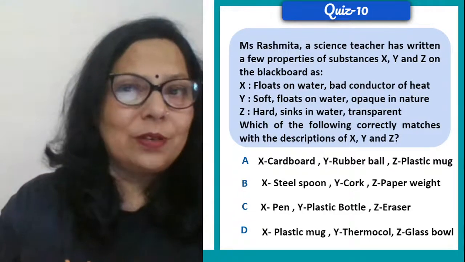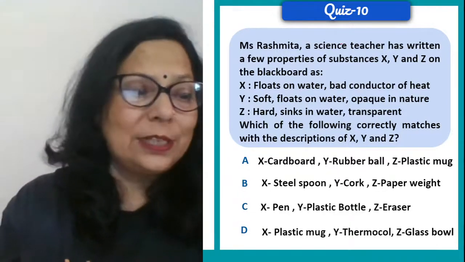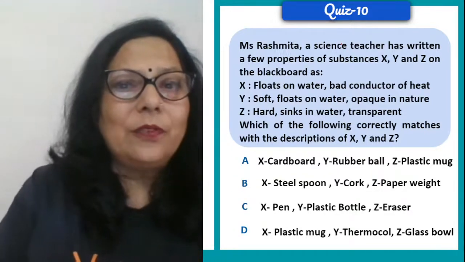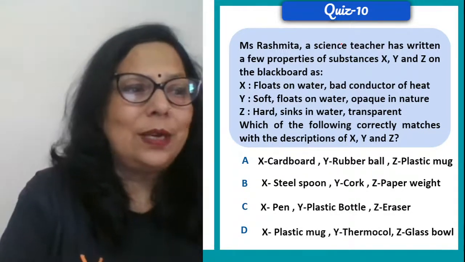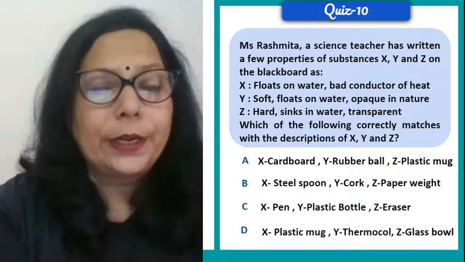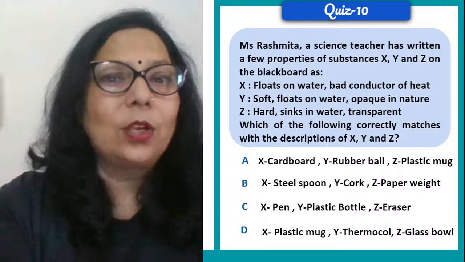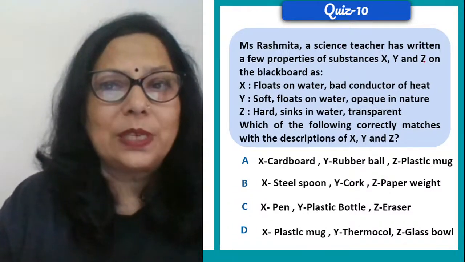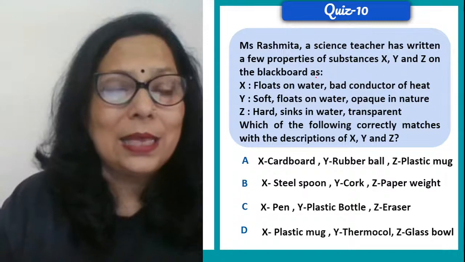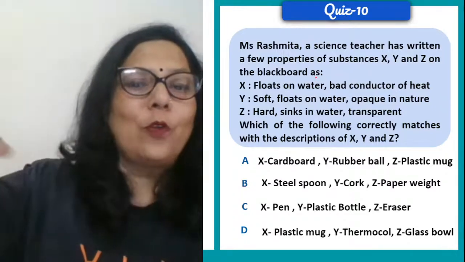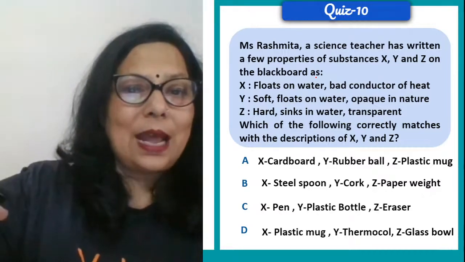Rashmita, last question, children. A science teacher has written a few properties of substances X, Y, Z on the blackboard as X floats on water, bad conductor of heat. If X is floating on water, its density is less than water.